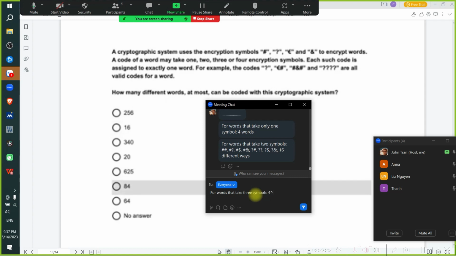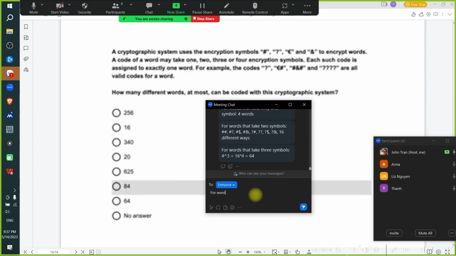I think it's 4 to the power of 3, isn't it? So 16 times 4 is going to be 64 different ways, isn't it?